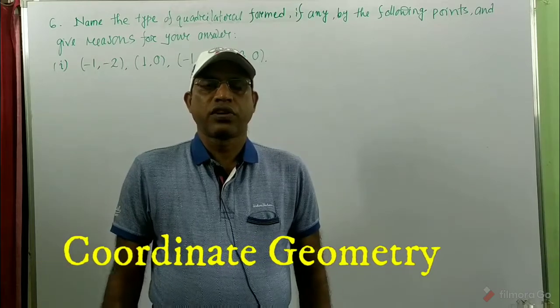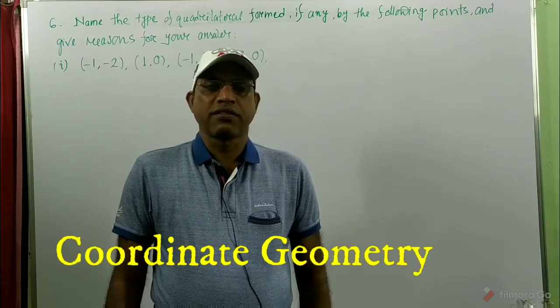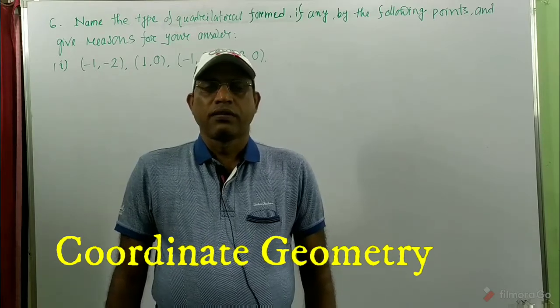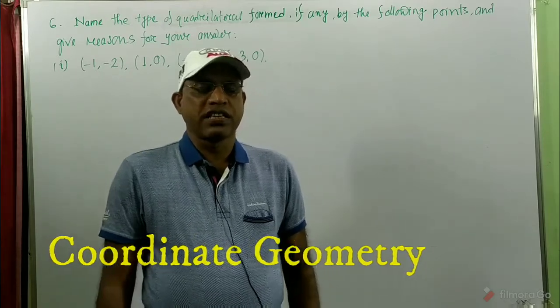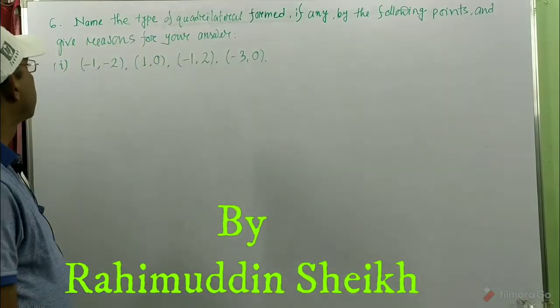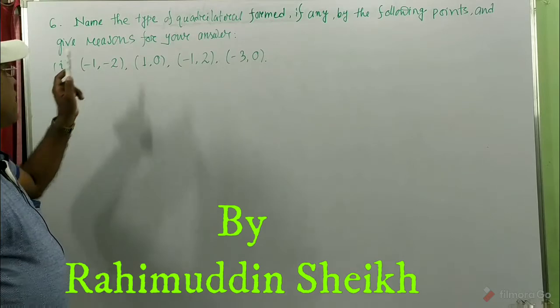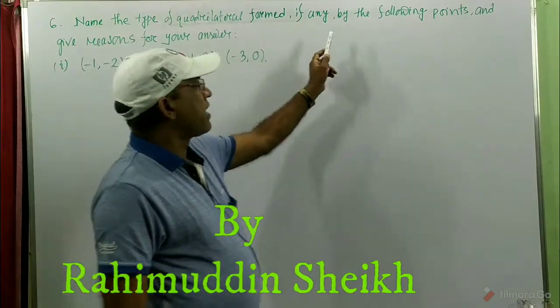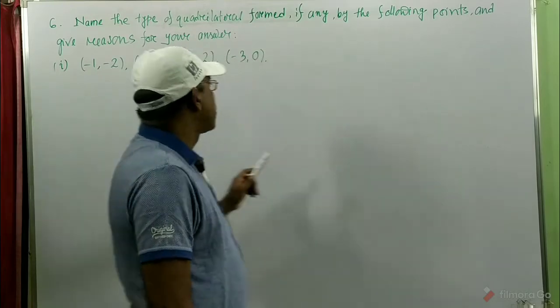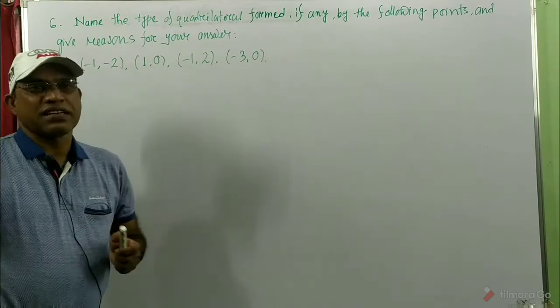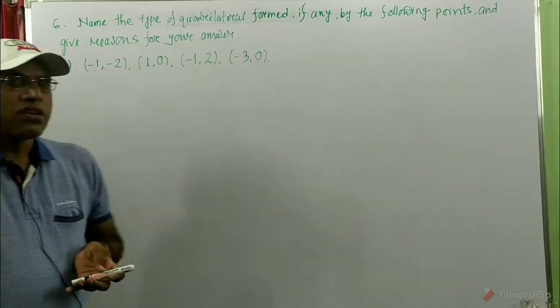Dear students, today we shall discuss exercise number 7.1, problem number 6, NCERT book class 10. Now we consider this number 6. Name the type of quadrilateral formed, if any, by the following points and give reasons for your answer. So this is our problem.